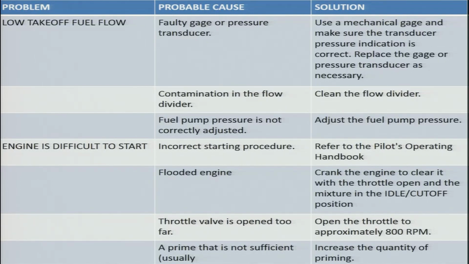In case the throttle valve is opened too far, then also you will experience difficulty in starting the engine. In that case, the throttle should be opened so that you have approximately 800 RPM, and the throttle should be kept in the open condition as per the manufacturer's recommendation. In case the priming is not sufficient, then the priming has to be increased, the quantity of priming has to be increased.